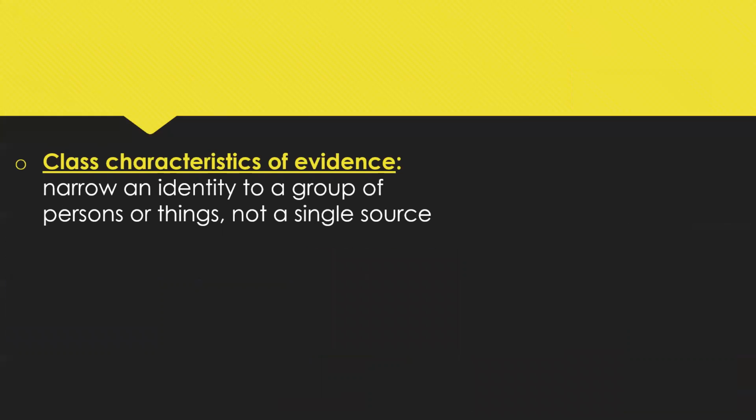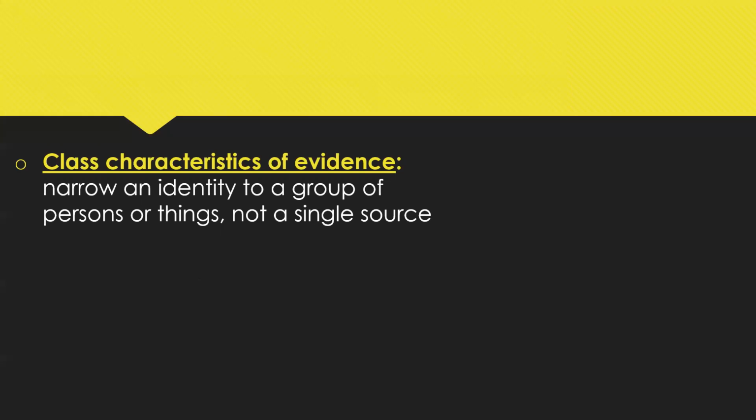Okay, then we can break it down even farther and say class characteristic evidence or individual characteristic evidence. And like I said, this is usually circumstantial. So with class characteristic evidence, basically you take a large group of people and you narrow it down. Okay, so this piece of evidence narrows it down to this smaller group of people or things, but you still don't know that single source.